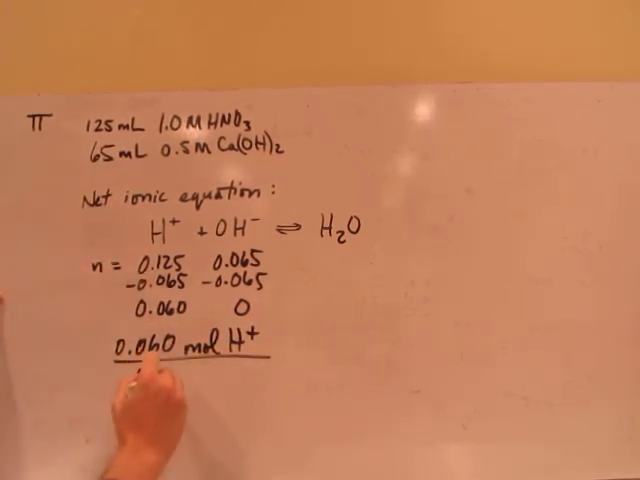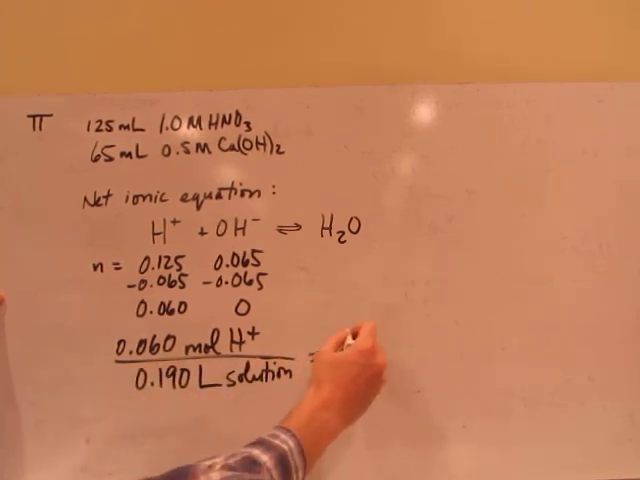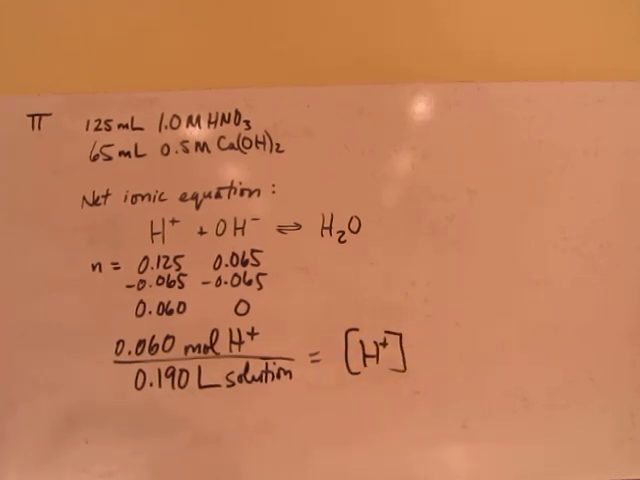which is liters of solution. And if you divide that, you're going to get H plus, the molarity of H plus, and now you can take the negative log and you have your pH.